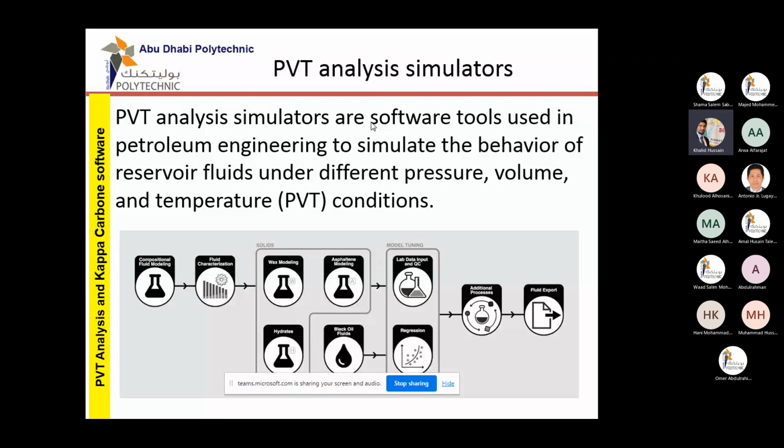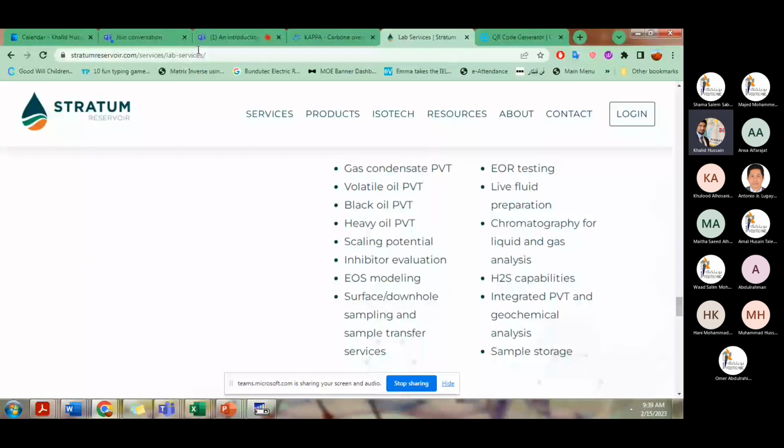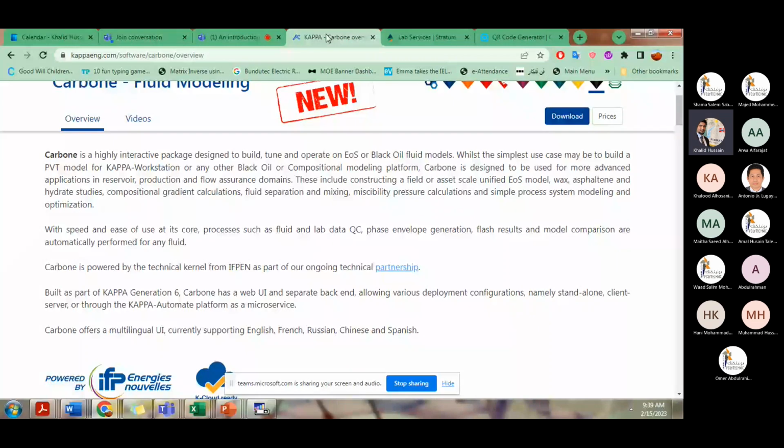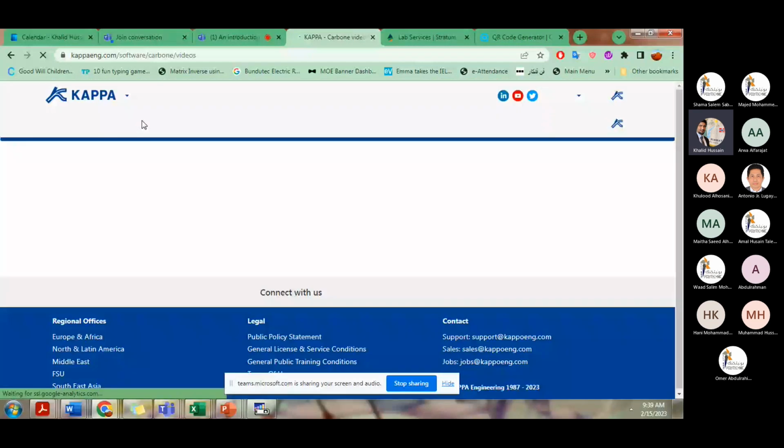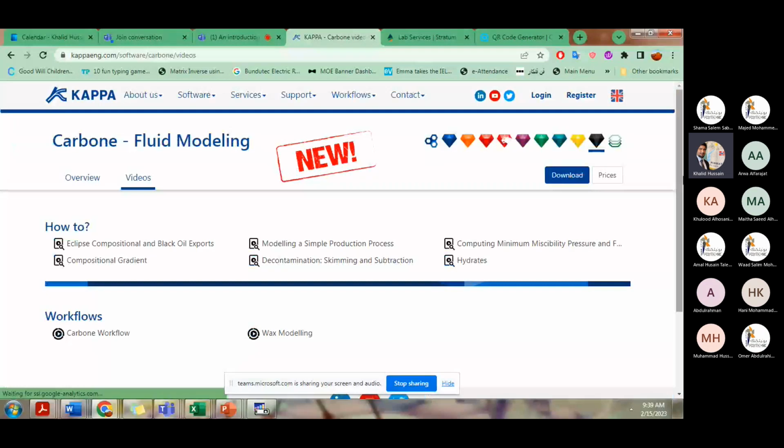So here you can see from this figure, I have taken this one from the Kappa website. Before the next presentation, please go through the video tutorials. They have a lot of videos here. I will show you, but you can only access them once you have an account with them. And here is the flow chart.